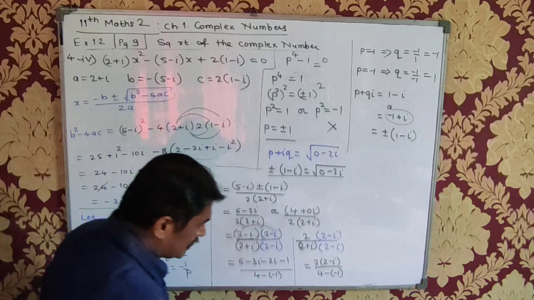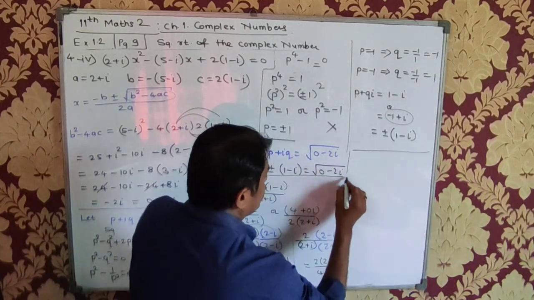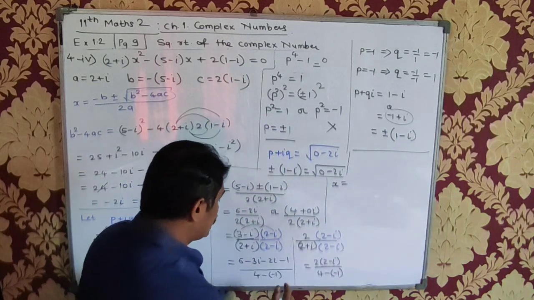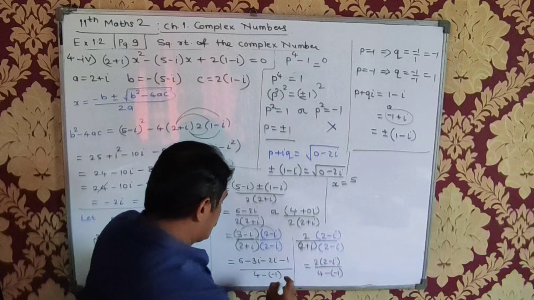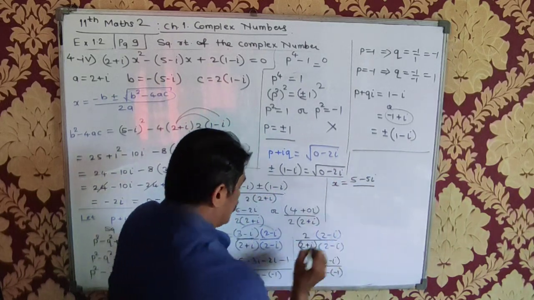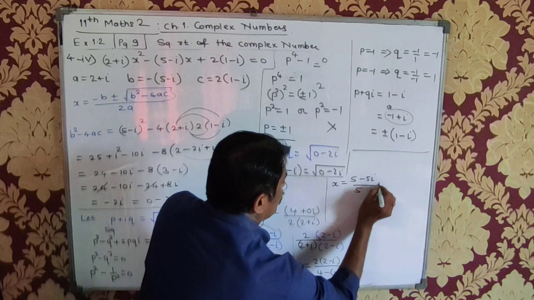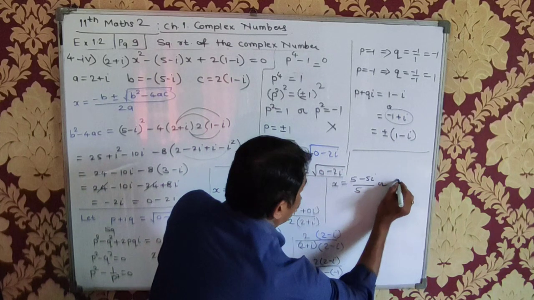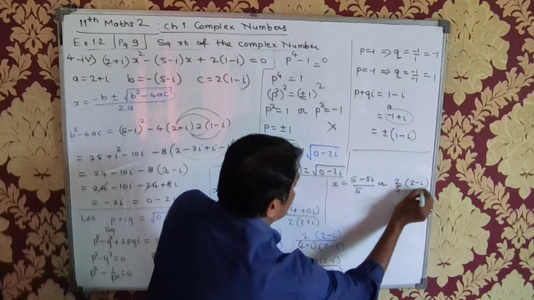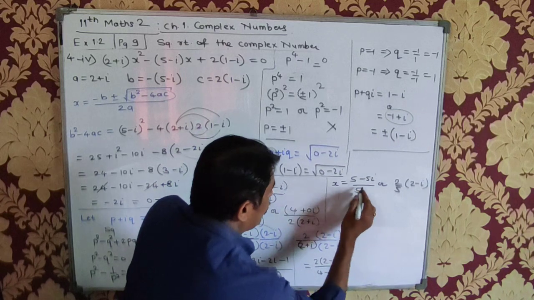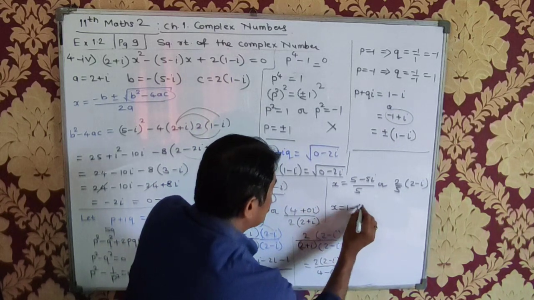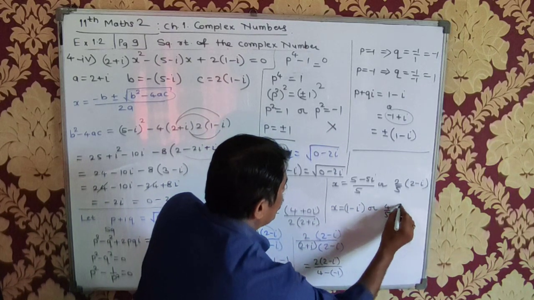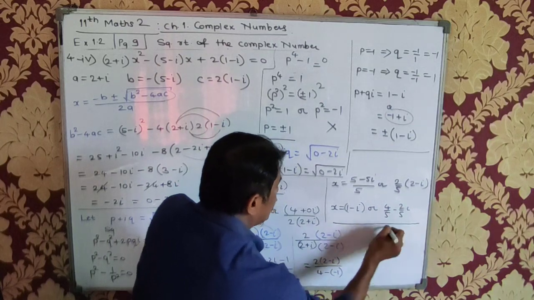Therefore x is equal to, we will write the final answer now. Write the final answer here. Therefore x is equal to (6 minus 1) 5 minus 5i upon 4 plus 1, which is 5, or 2 upon 5 times (2 minus i). And here the 5 cancels, so x is equal to 1 minus i, or 4 upon 5 minus 2 upon 5 i is the answer.